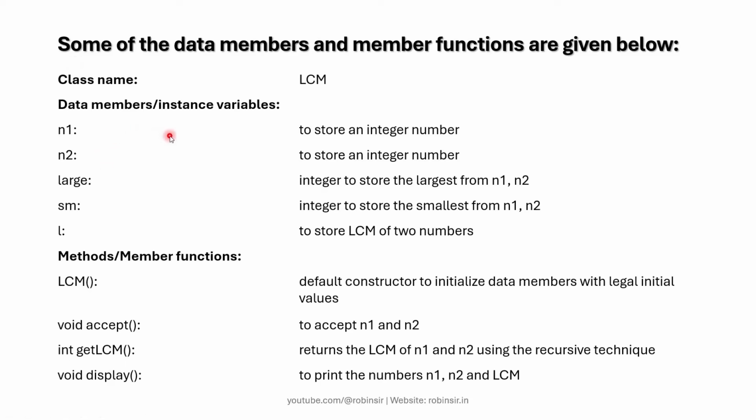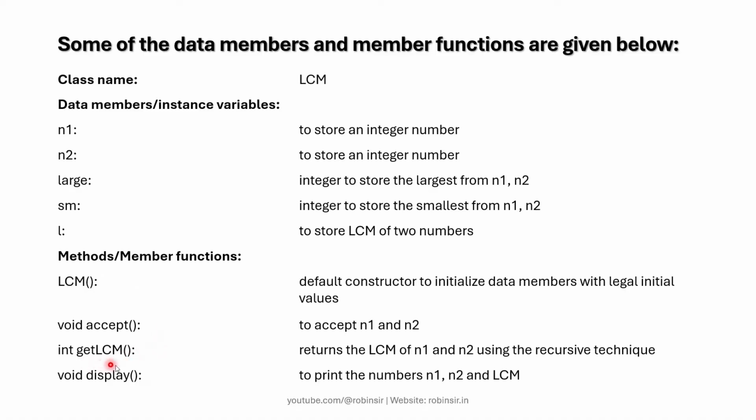N1 to store the first integer, N2 to store the second integer, large to store the larger number among N1 and N2, and small to store the smaller number among N1 and N2. And we have a variable L to store the LCM of the two numbers N1 and N2. We have a default constructor LCM to initialize the data members. We have the accept function to input the values of N1 and N2 from the user.